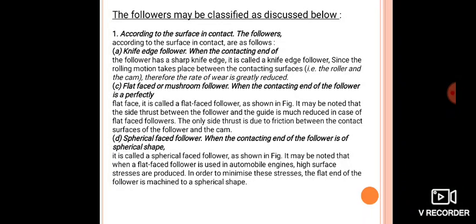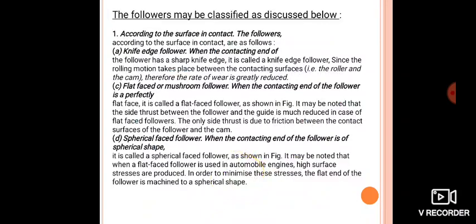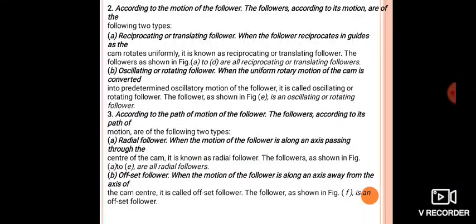Then the spherical faced follower. See here, the spherical one is shown in this picture. The end of the follower is fixed with a roller or a spherical face. So here it is clearly shown, and that's why it is called the spherical faced follower. Then the second type, according to the motion of the follower. The followers according to motion are of the following 2 types.